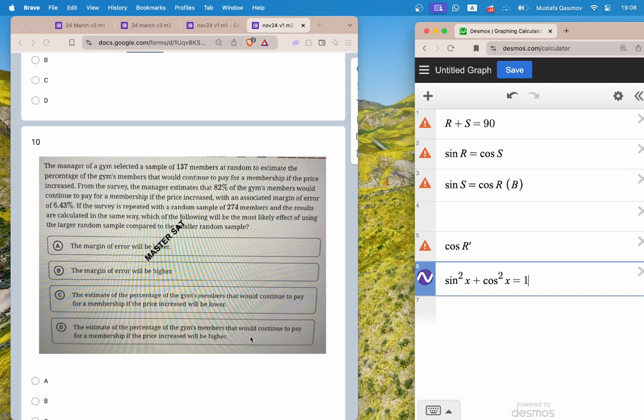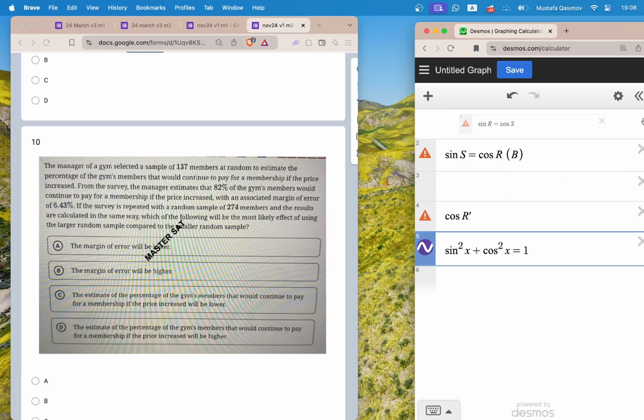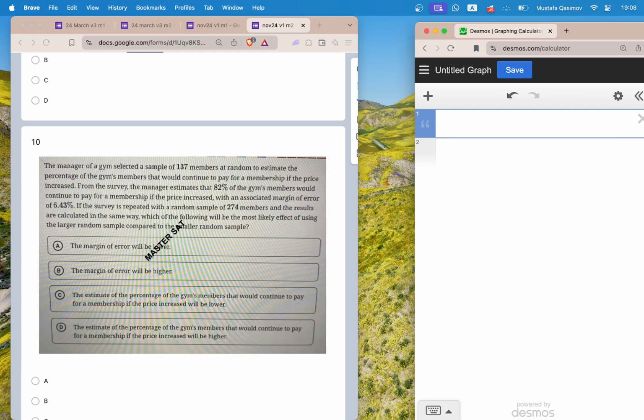For margin of error, the most important thing is when sample size increases, margin of error decreases. Do you have any question? Most students think margin of error also has to increase, but it decreases. So answer here will be A. Answer is A.